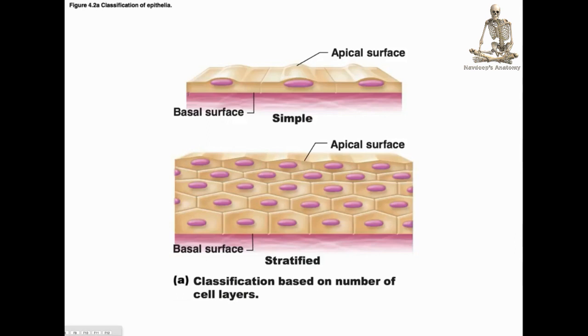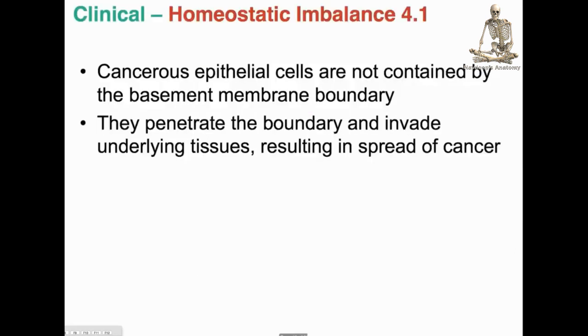Now, discussing the clinical factor of these epithelial cells, what problems may arise? We can discuss, for example, cancerous epithelial cells, which are not contained by the basement membrane boundary. When the boundary is not there, you can easily understand that the cells penetrate the boundary and invade the underlying tissues, resulting in the spread of cancer. In this way the cancer spreads throughout the epithelial and connective tissues, and to various other parts of the body, as the cells are not contained in the basement membrane.